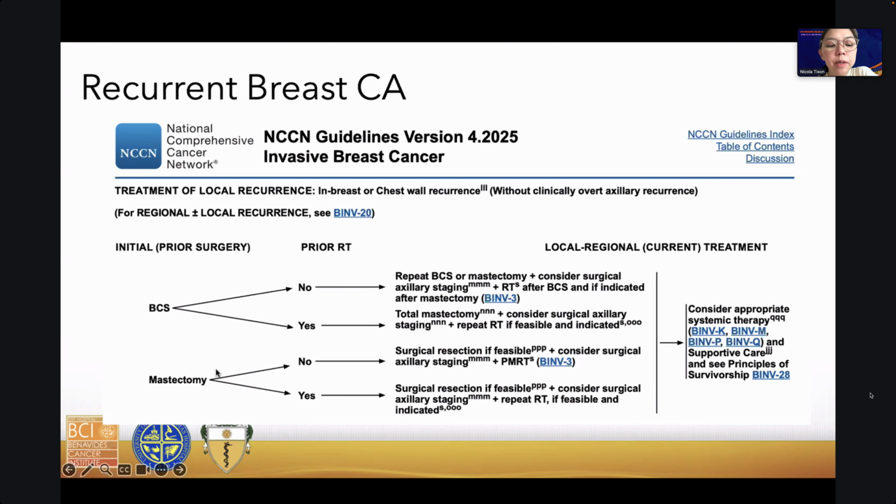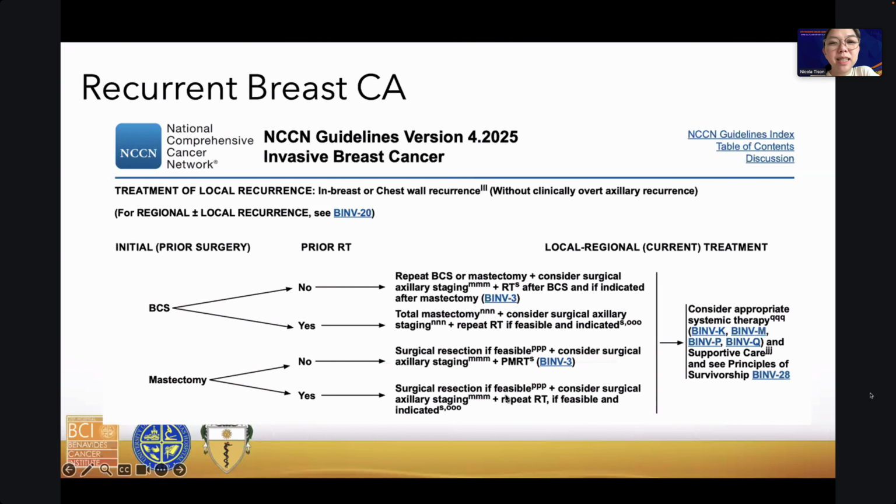If the patient was previously treated with a mastectomy with no prior RT, then we do surgical resection if feasible and consider axillary staging. So, for example, post-mastectomy, the patient has a chest wall recurrence, then we do a wide excision, followed by post-mastectomy RT. However, if they already received prior RT, again, we try to resect it and discuss with the Rad Onco whether further radiation therapy can be given.